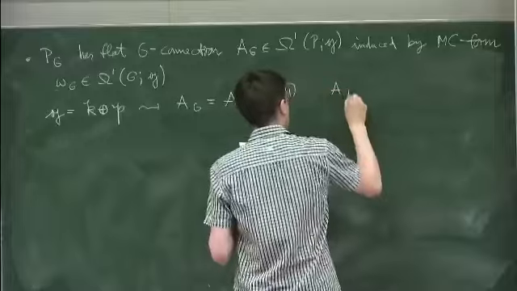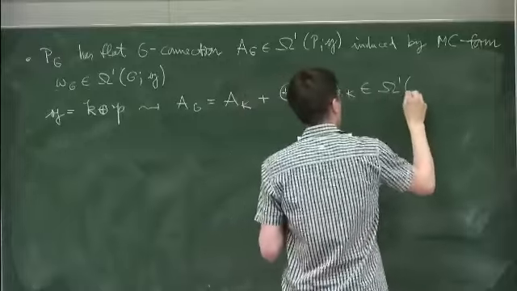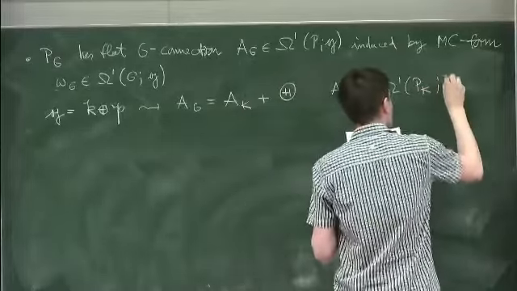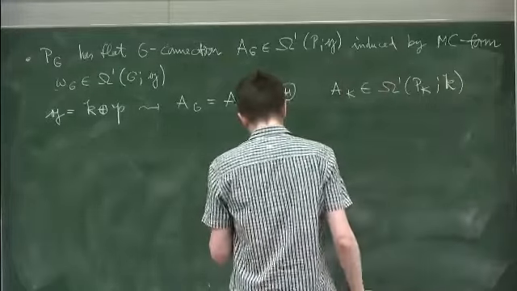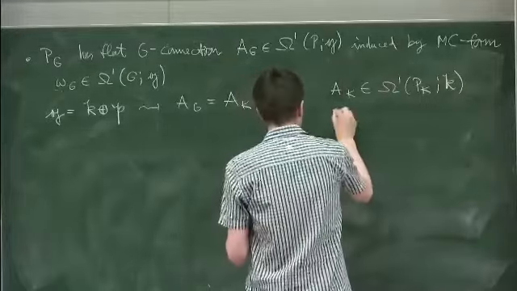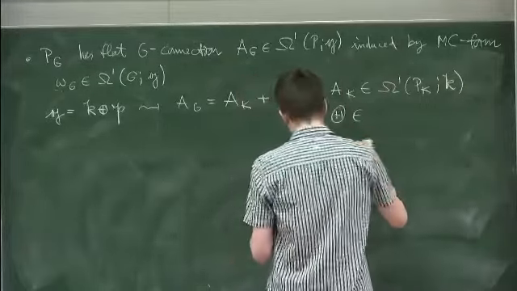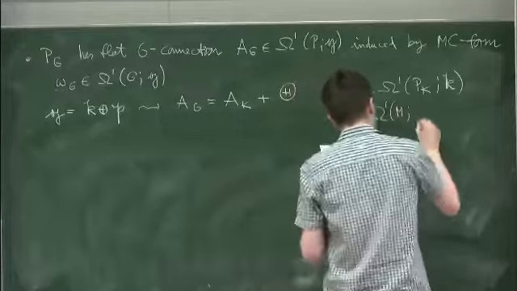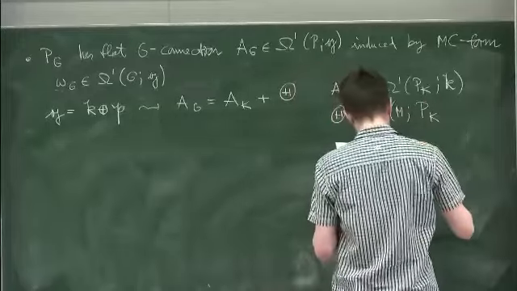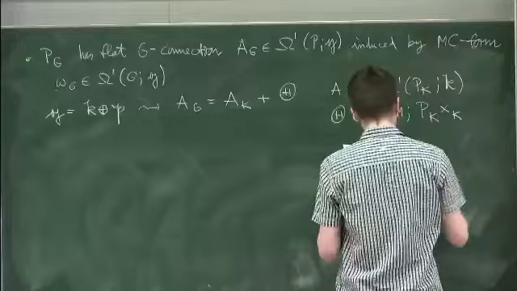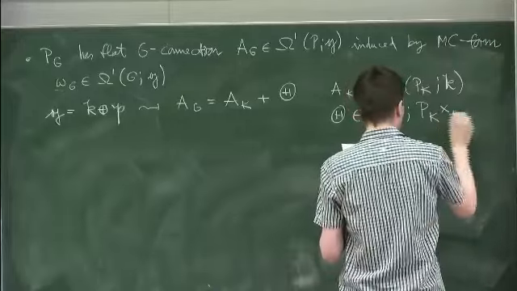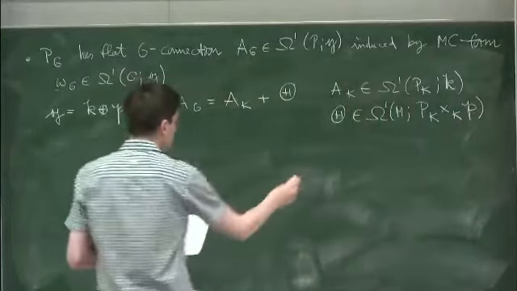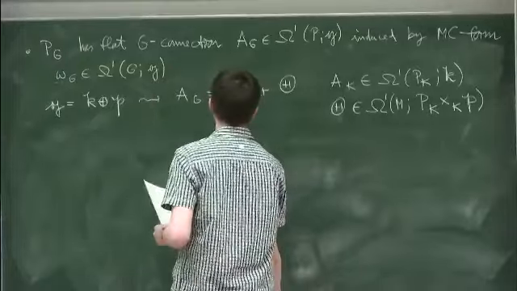So here A_K is a connection on the bundle P_K, on the K principal bundle, taking values in the Lie algebra. And this theta is a one form on M, taking values in the associated vector bundle by the adjoint representation of K on this P, right? And this here is also known as the real Higgs field.